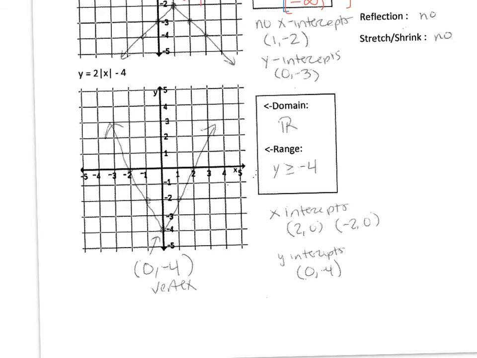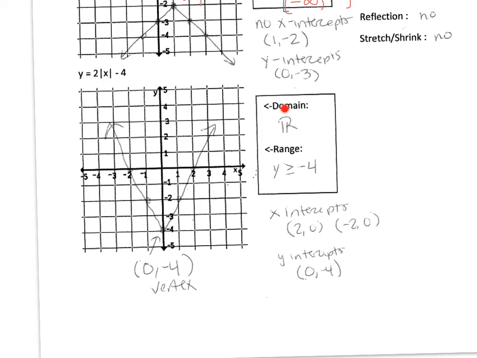Third one, what's going on with this one? The translation is you're not shifting anywhere in the x direction, and you're shifting down 4. So the vertex is at 0, -4, written as an ordered pair. There is a vertical stretch of 2, so I went up 2, right 1, up 2, right 1, up 2, right 1. And the x-intercepts are at 2, 0 and -2, 0.